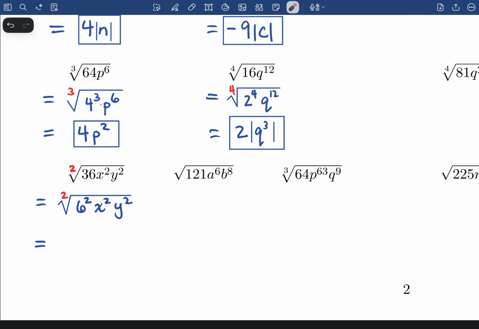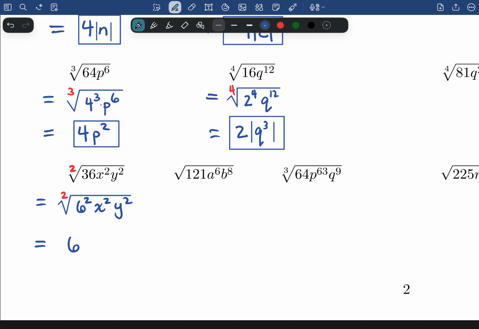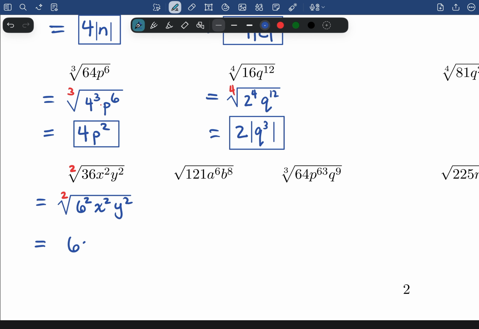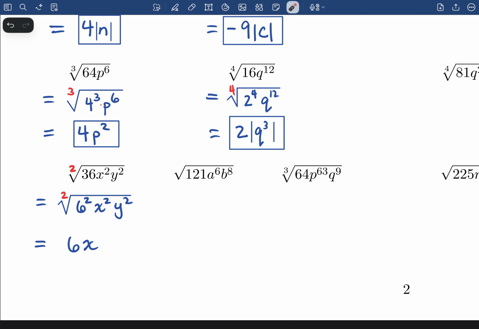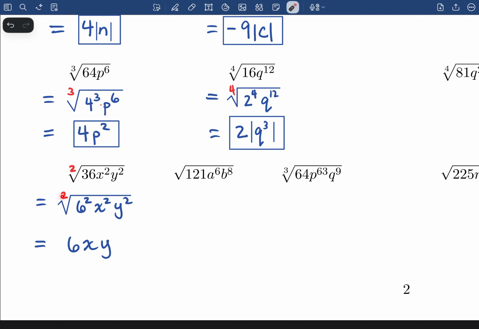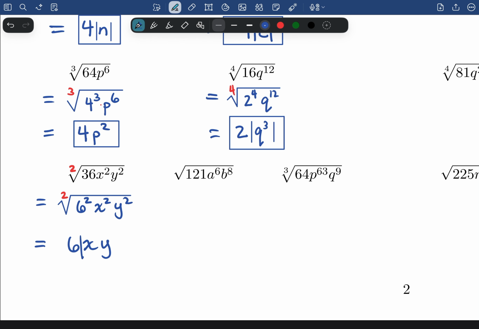The index is 2, so the result is just 6, right? 2 divided by 2 is 1. I just get 6. And then I have x squared, and then I take that second power divided by 2 becomes 1, x to the first. And then same thing with y squared, 2 divided by 2 is 1, so I just get y. But I have to stop and think because I had an even index and my resulting powers are odd, x to the first, y to the first, they're both odd. I need to put an absolute value symbol around x and y, right? X times y.